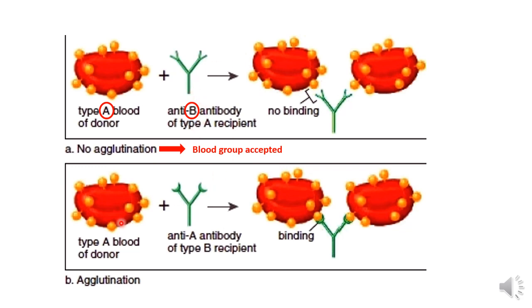However, in this case, we have A, but the recipient has type B. So if it's type B, it has which antibody? It has antibody A. So antigen A and antibody A, they will make binding. Binding, thus they make agglutination. And agglutination means the blood group will be rejected.